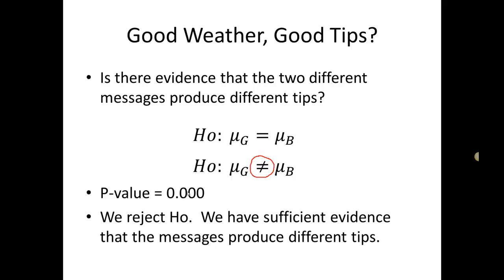So the p-value is going to be equal to that sig two-tailed that we saw in the output, which was 0.000. Now we're going to compare that to alpha. Really, it doesn't matter what level of alpha we have in this case because our p-value is really, really, really low. And when p is low, H0 must go, meaning we're going to reject the null hypothesis. When we reject the null hypothesis, that means that we have sufficient evidence that the alternative hypothesis is true. So in this case, that the messages produce different tip amounts.